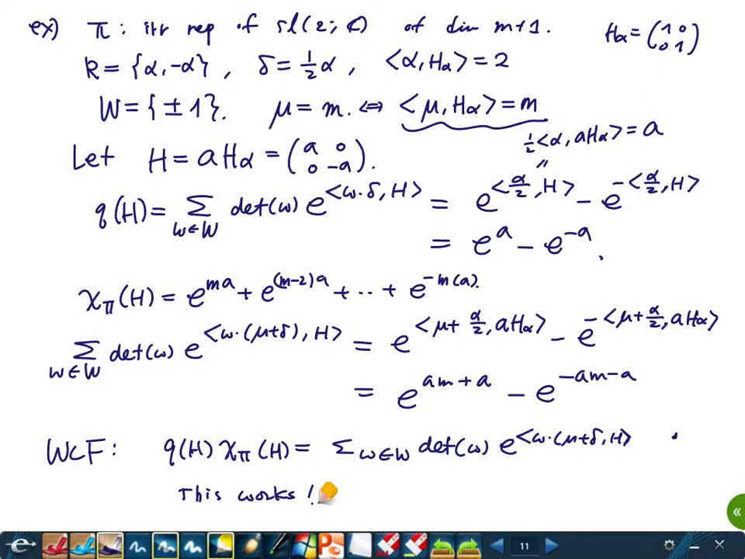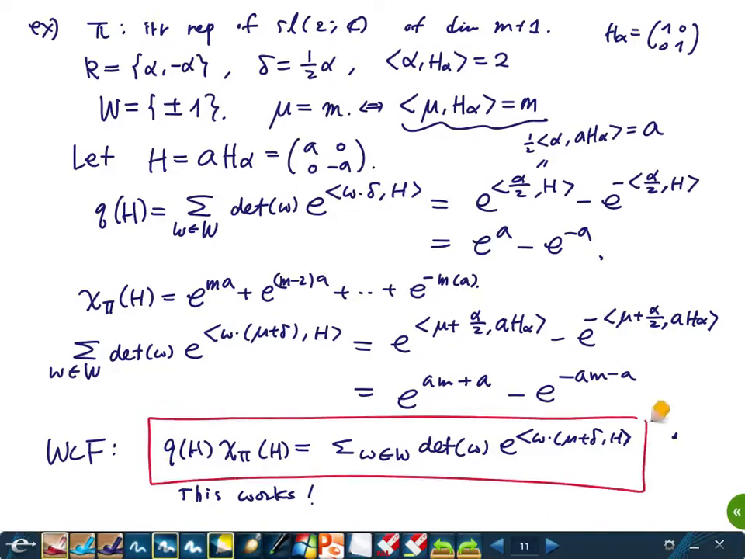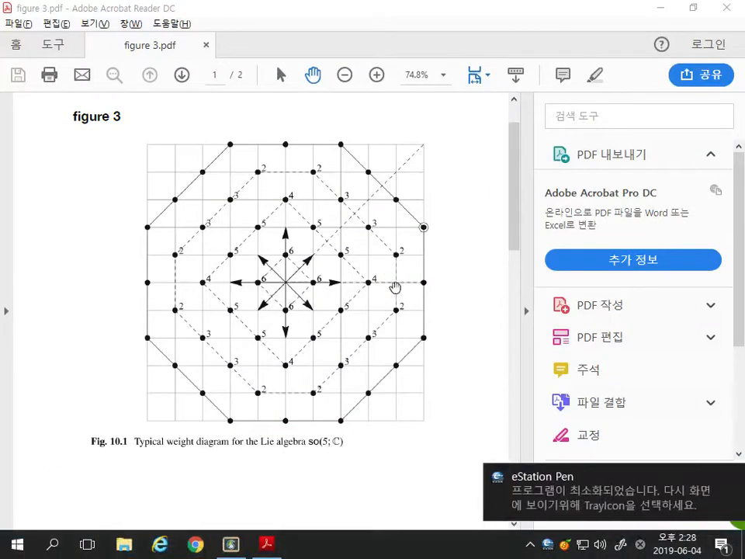What about the dimension 2 case? I'm going to show you with this example. Just remember this. This is the Weyl character formula. Remember this and this. All right. So I'm going to now show you a two-dimensional case example.